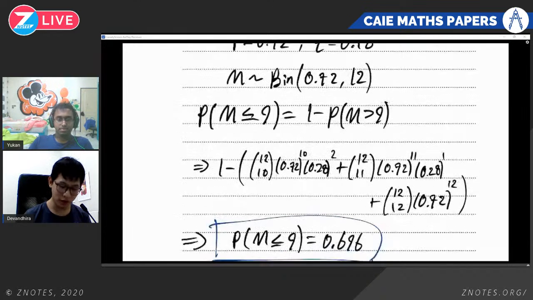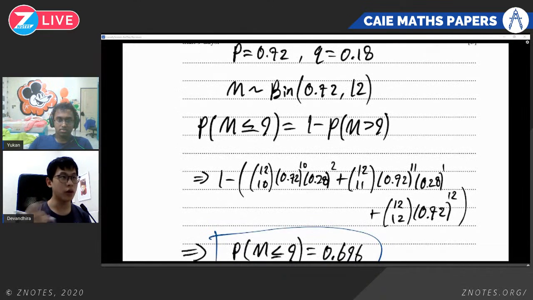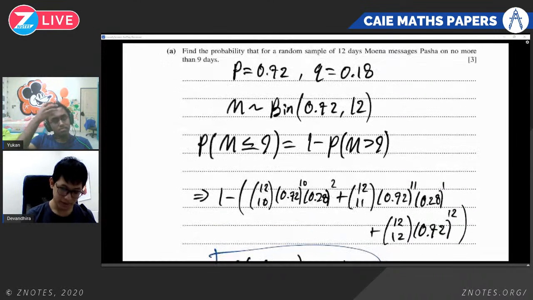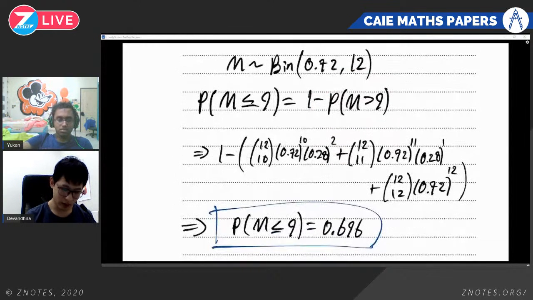So all we have to look for is 10, 11, 12. Correct? Remember that it's greater than 9. If this is less than or equal to, then the other side has to only be greater, right? That means 9 is not included. And so we just have to look for this. So let's do that.